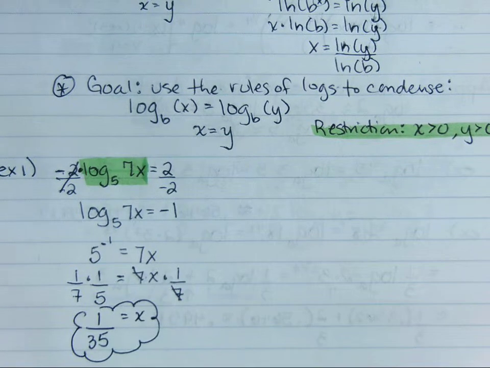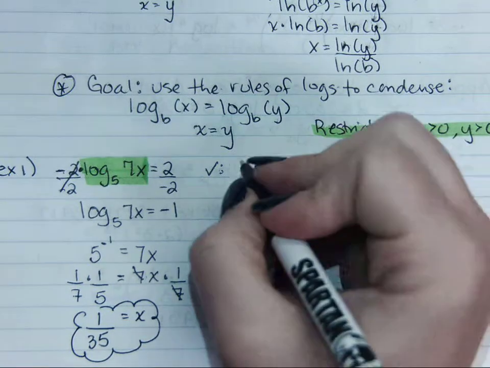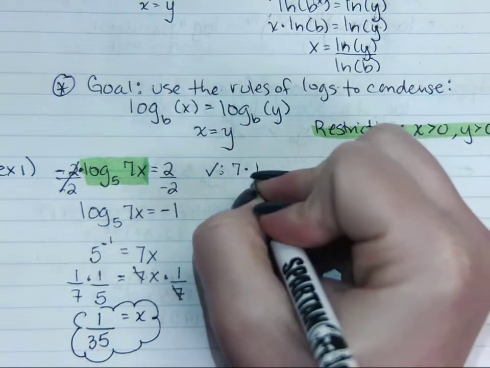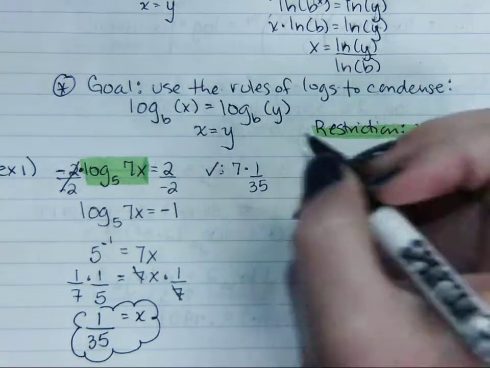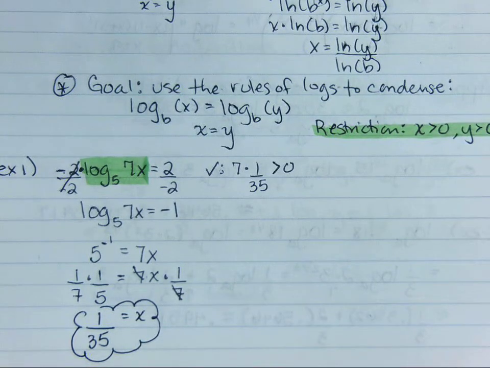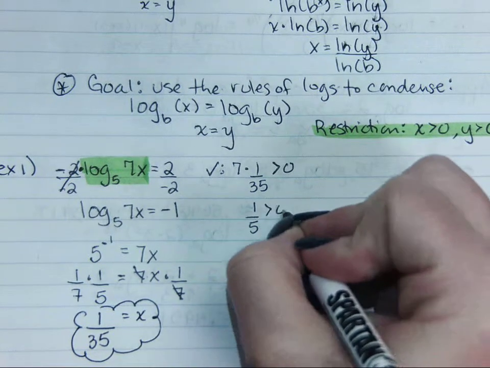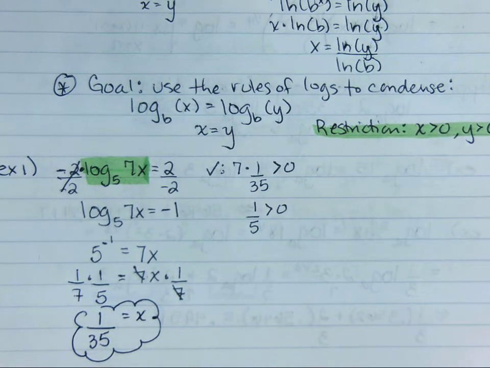And so the only thing that you need to check is your restriction. So I need to check that 7 times 1/35 is in fact a number greater than 0. And that's going to be the case because 1/5 is a positive value and a positive number is always greater than 0. And so this is your process or your procedure. So let's look at another one real quick.